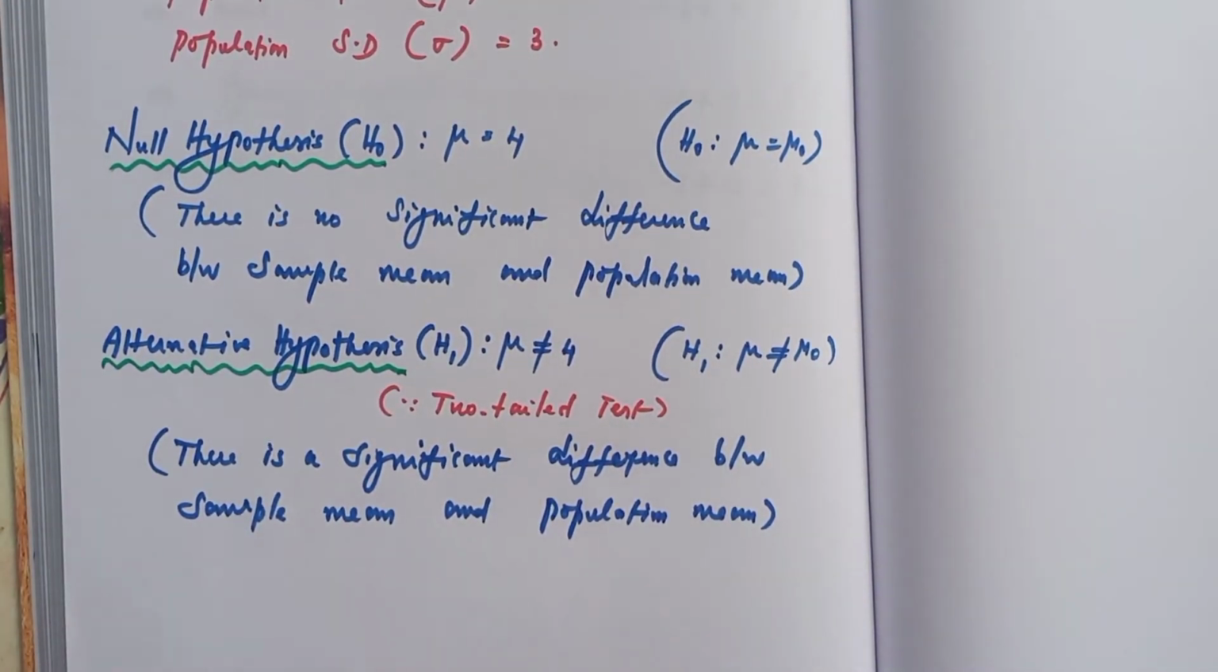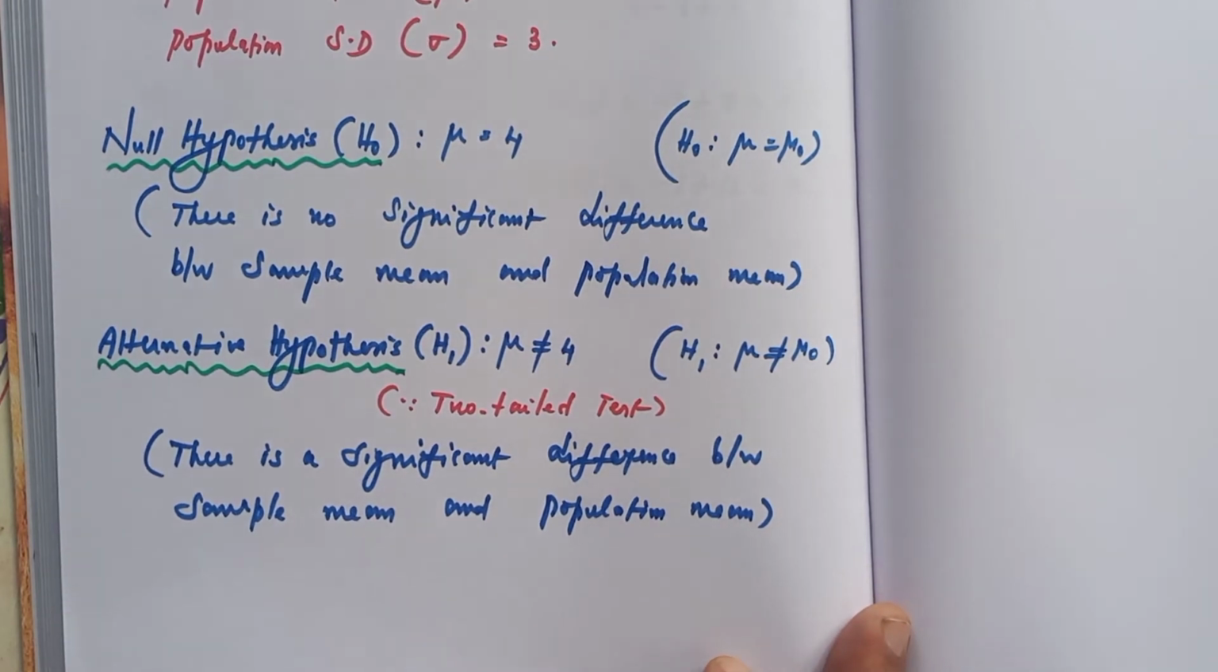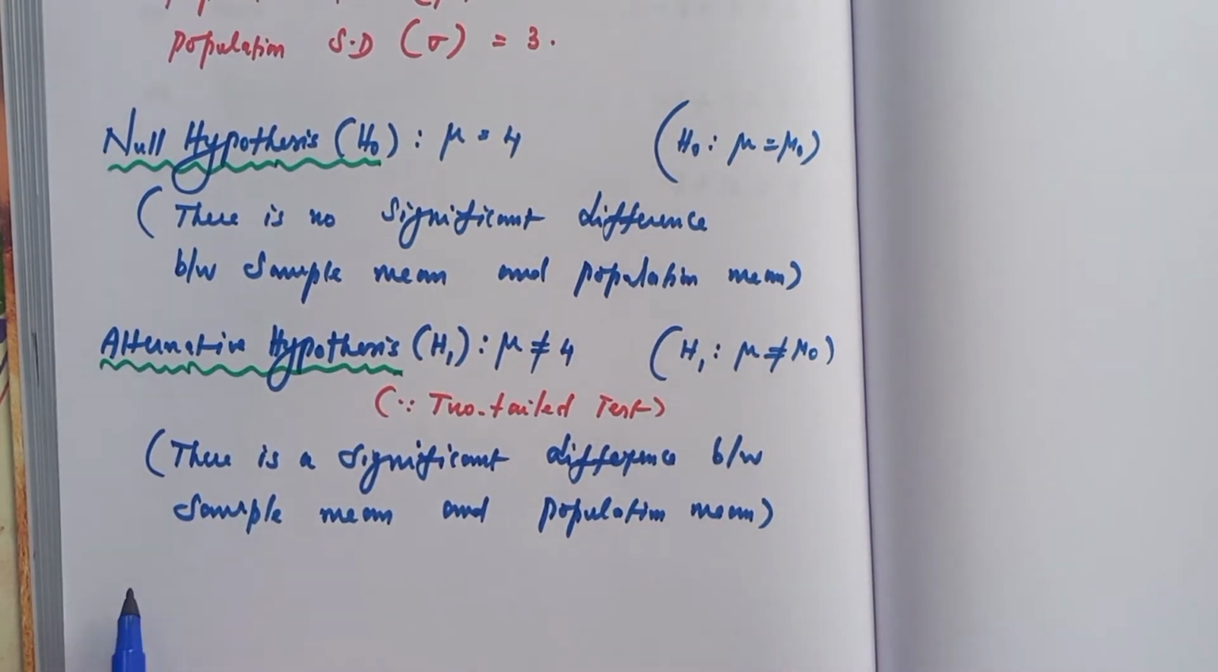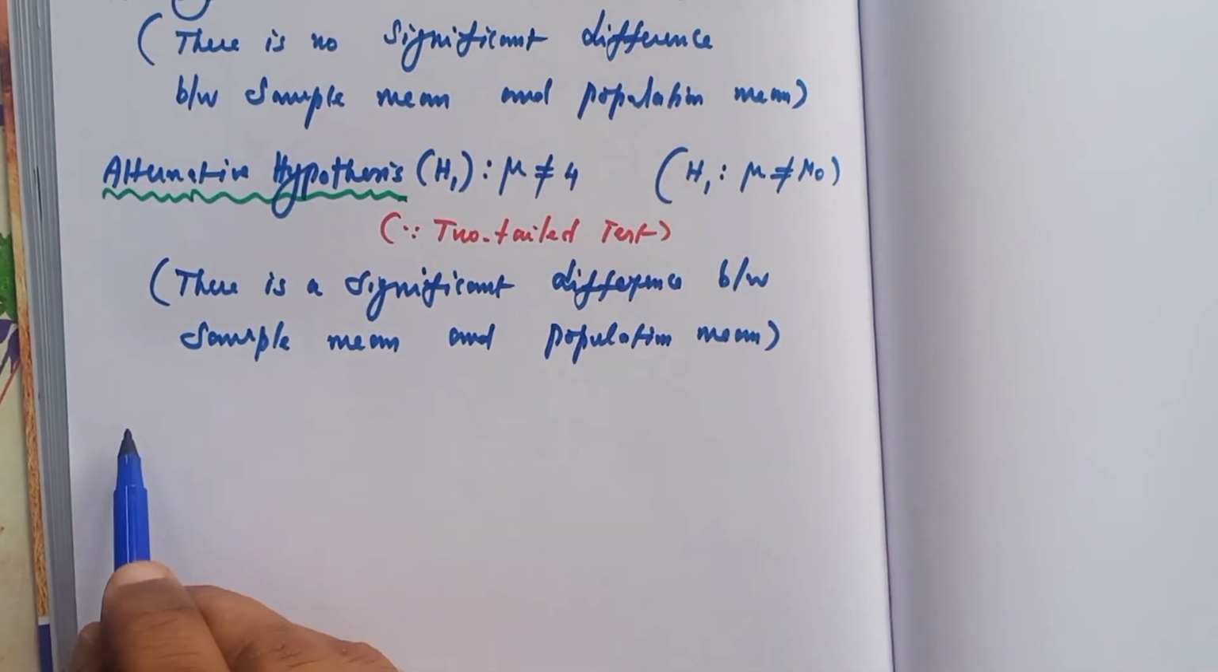Now the two stages are over. Now we can go for the third stage, that is the level of significance.